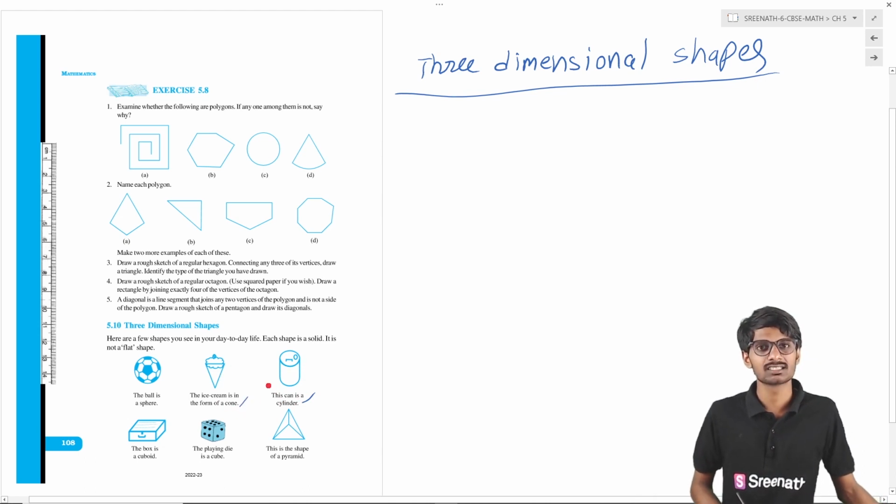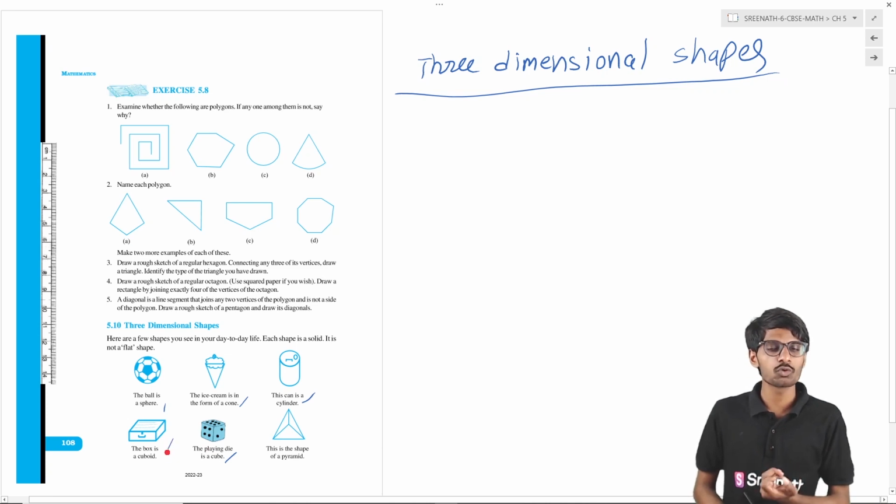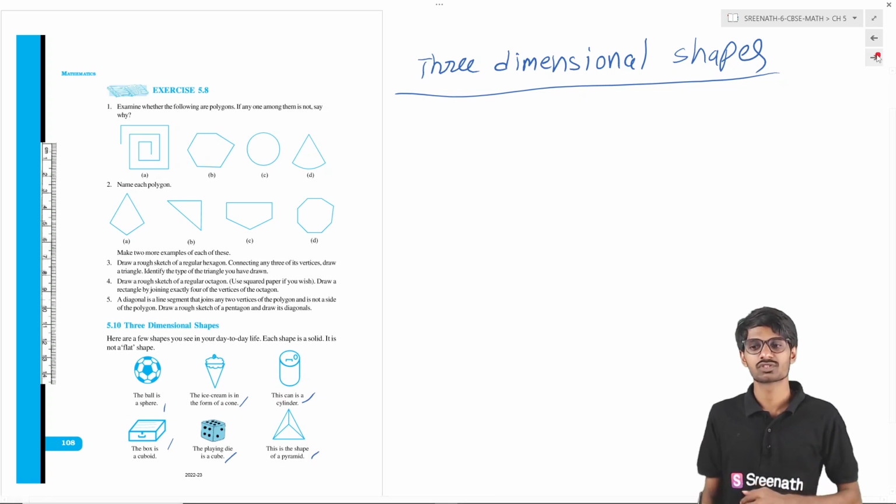Cone is a three-dimensional object. Sphere is a three-dimensional shape, and this is a cube, this is a dice, it is a cube shape, it is also three-dimensional. The box is a cuboid, it is also three-dimensional. This is in the shape of a pyramid. So all these are three-dimensional shapes, students.